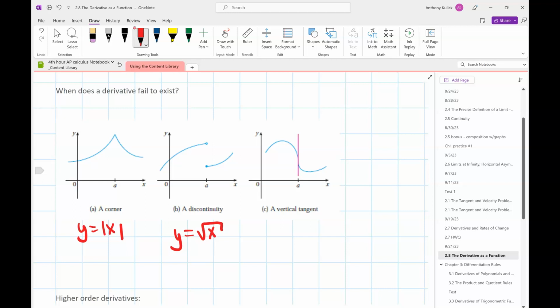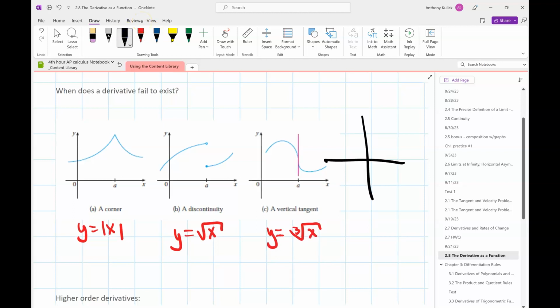So if we look at this last picture, does anybody know of a common function that you all know that would have a vertical tangent in it? You'd have talked about it in Algebra 2. Anybody recall? It's not a log. It's not x squared. It's the cube root of x.